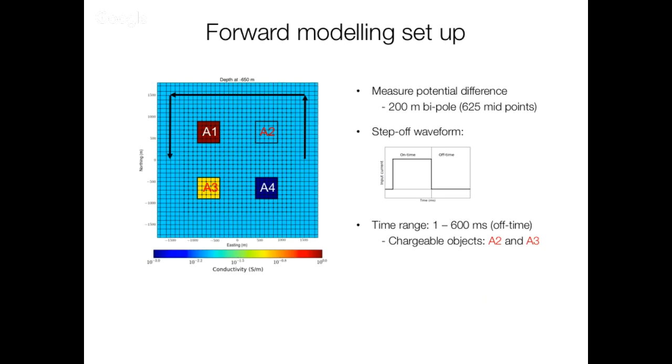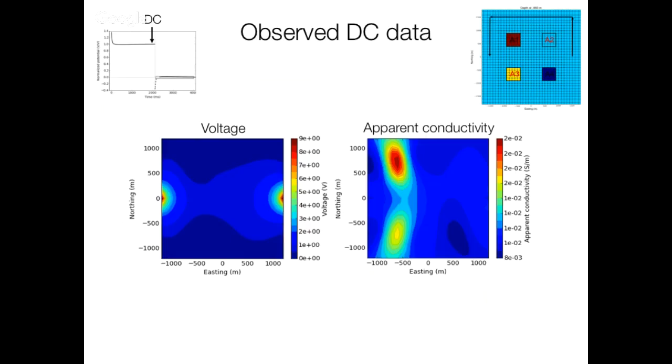For the forward modeling, we're just going to use one source. It's basically a gradient array source, which actually is often done in the industry. So put in a current electrode here, and then measure the electric fields everywhere in between. The waveform is going to be kind of a step on like this, and we measure data between 1 and 600 milliseconds.